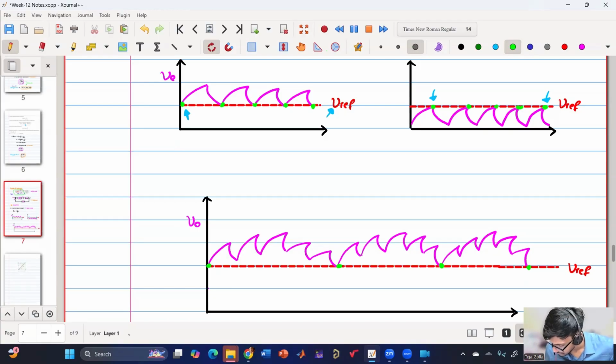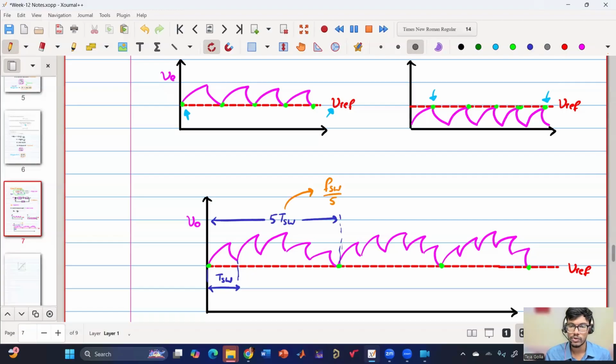So now if you see, this is the time period, right? This is the time period TSW. So this is the switching time period, from which we get the switching frequency. But if you see, this is actually another periodicity, right? Which is 5 times TSW. Agree, everyone? Because it is happening once in 5 cycles. This is 5 TSW, which now corresponds to a frequency of FSW by 5, which is a fraction of the switching frequency.